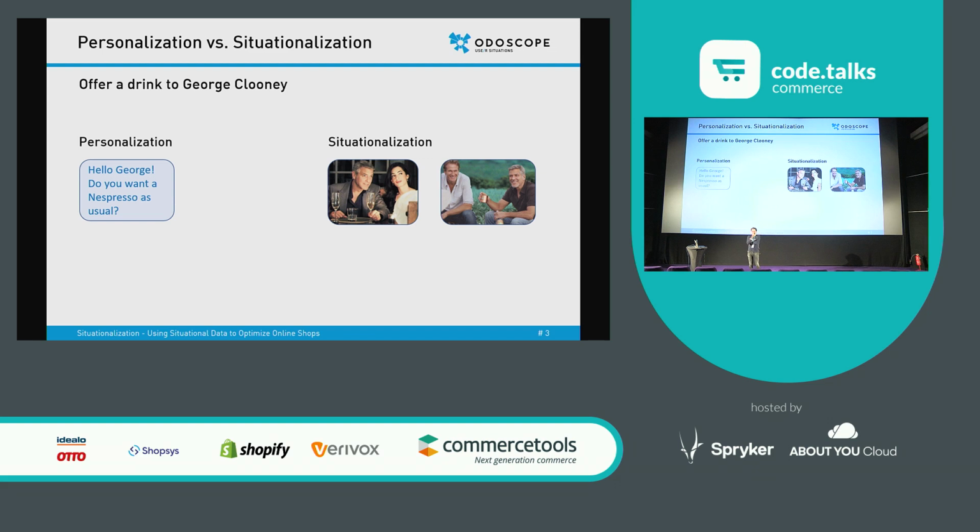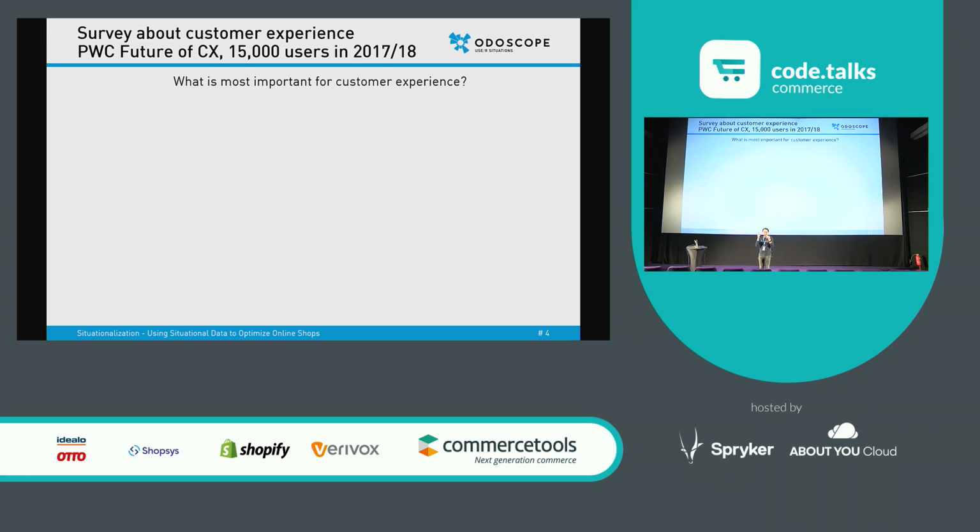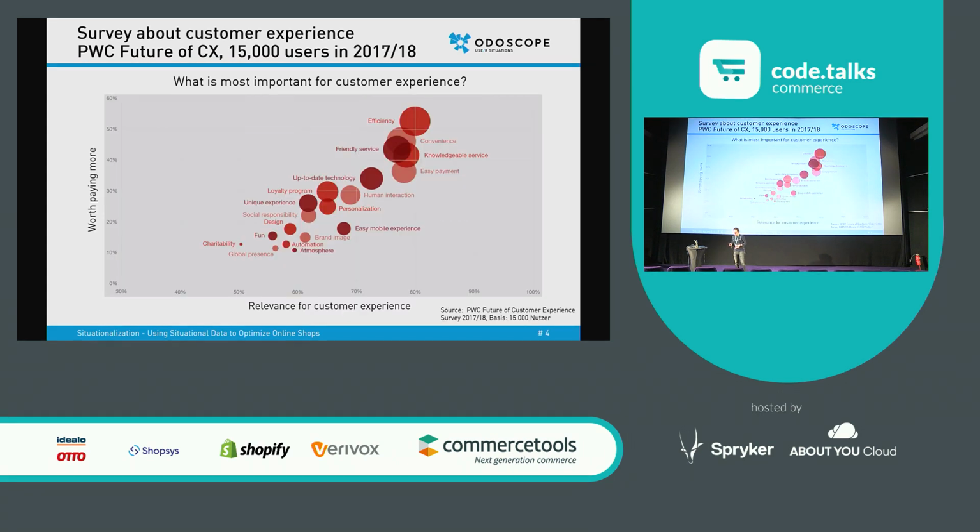But now let's briefly think about why we do personalization and why we do situationalization. It's because we want to increase the customer experience. We want to make people sticky to our shops. For that, PwC made a survey and asked about 15,000 people, what is the most important thing for customer experience? What do you think? And they also asked, what is worth paying more for? So it's not just, okay, it's nice to have, but what are you willing to pay more for?